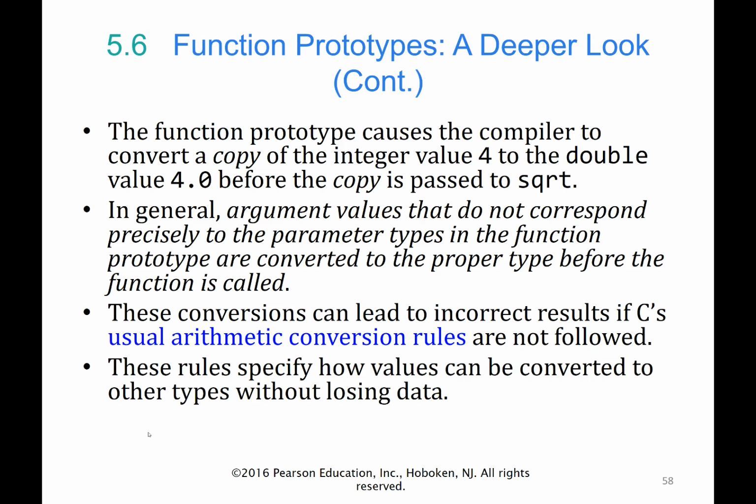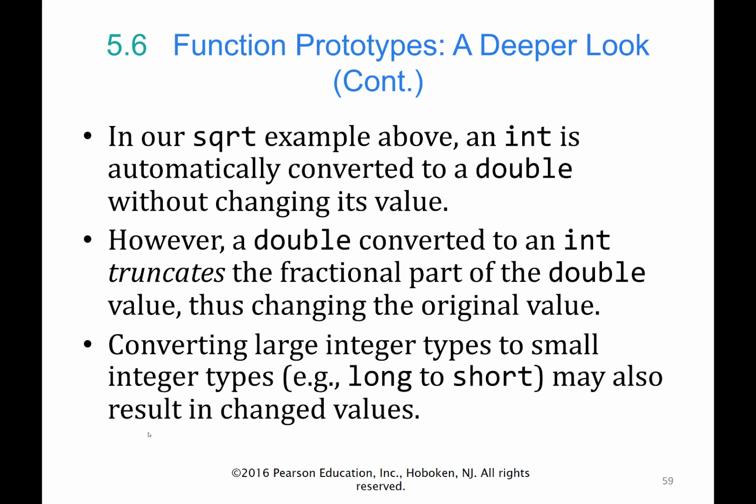And this kind of goes into that. Conversions can lead to incorrect results if you aren't careful. So square root double: if you convert a double, in other words, if you have a floating point number that's declared as a float or a double, and your function's expecting an integer, it's just going to truncate the value. So that can cause you problems.